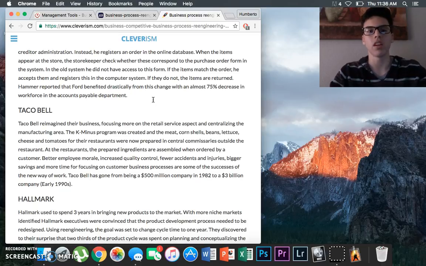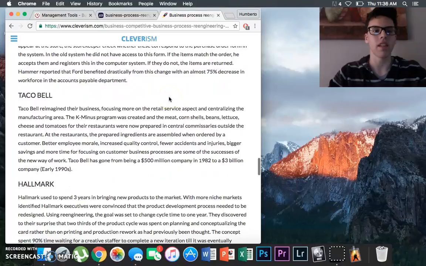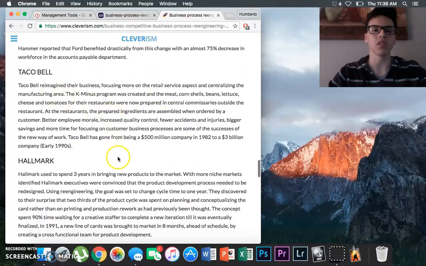So after they introduced the BPR to Ford, they could eliminate those problems and have the customers have a better experience with Ford. The next one that I thought was interesting is Taco Bell.